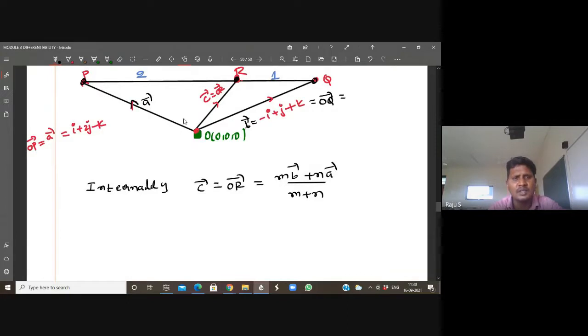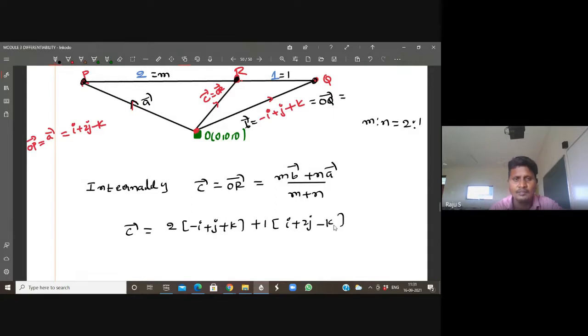Okay, we know everything. The m value is 2 and the n value is 1, because the given ratio m is to n is 2 is to 1. So why don't we substitute here? Vector C is equal to m B, that is 2 times B vector, which is minus I plus J plus K, plus n, where the n value is 1, into A vector, which is I plus 2J minus K. Yes, here, this is the vector.